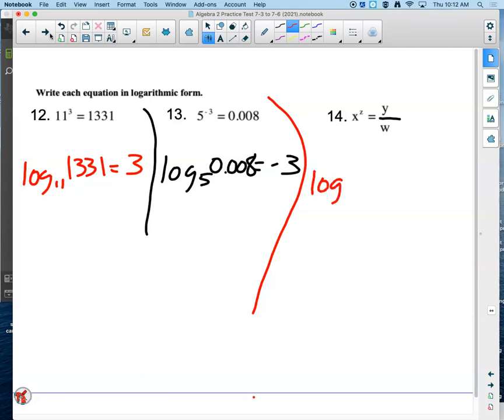Log base x over to the right side. And then I'd probably put that in parentheses because it's a fraction. Make sure everybody knows that goes together.